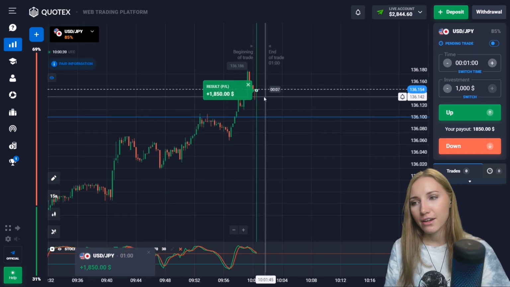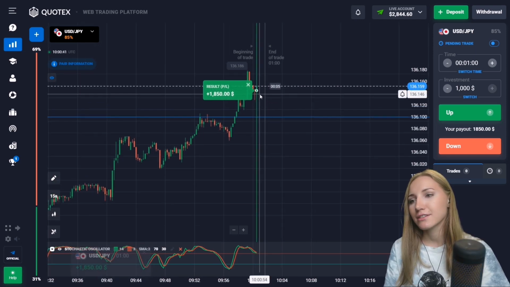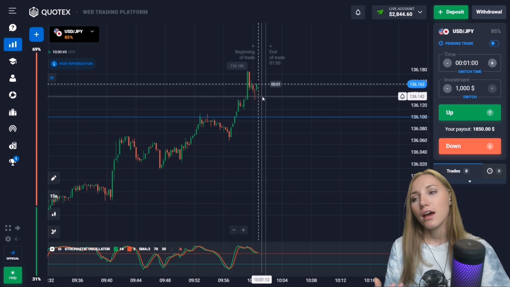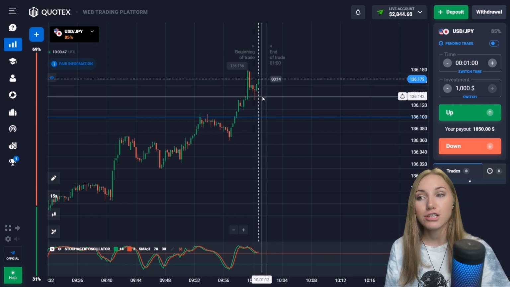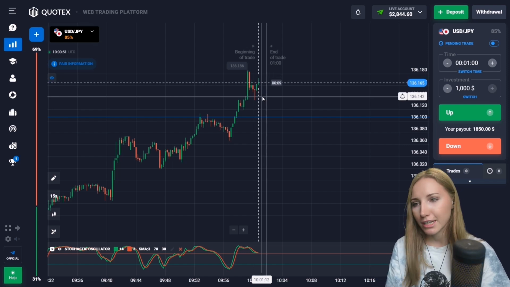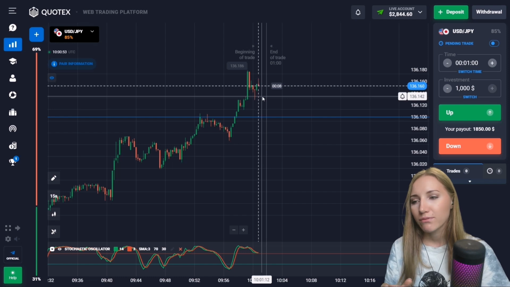So that is very good. As you can see, the price really got to the correction movement and we got the profit here. This situation really showed that 1 minute was enough for that, and correction movements really work if you know how to find them on the chart.